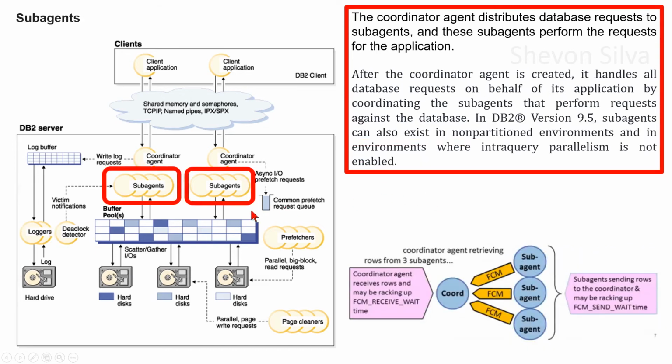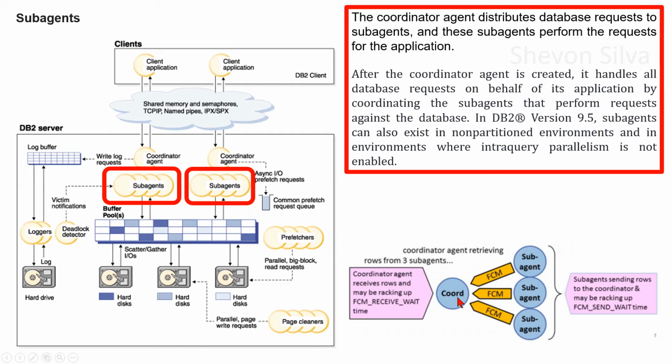Now we are considering subagents. The coordinator agent distributes database requests to subagents, and these subagents perform the request for the application. After the coordinator agent is created, it handles all database requests on behalf of its application by coordinating the subagents that perform requests against the database. In DB2 version 9.5, subagents can also exist in non-partitioned environment and in environments where intra-query parallelism is not enabled.